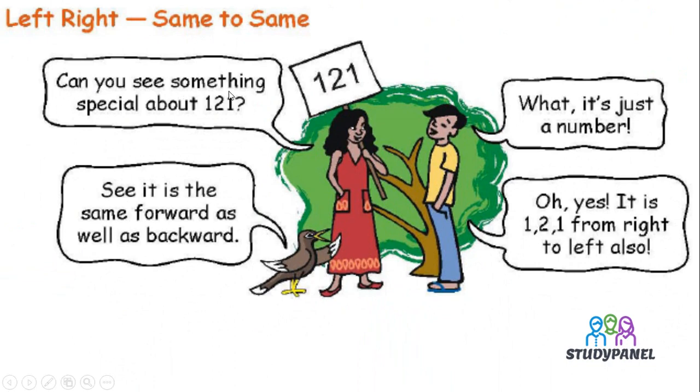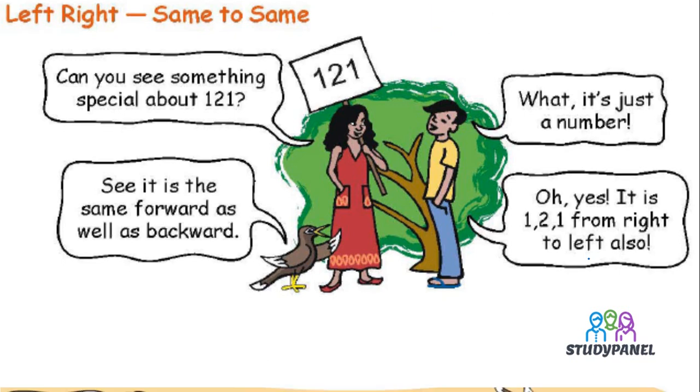Now can you see something special about 1 to 1? क्या 1 to 1 के बारे में कुछ स्पेशल है? Of course it is special. Why? Suppose if we write 1 to 1, अगर हम उसको उल्टा भी लिखते हैं तो भी हमारा आंसर 1 to 1 ही कहलाएगा. यानी इसको यहाँ शिफ्ट करेंगे, इसको यहाँ शिफ्ट करेंगे तो हमारा आंसर सेम रहेगा. It's just a number. See, it's the same forward as well as backward. Oh yes, it is 1 to 1 from right to left also. From right भी वो 1 to 1 ही रीड किया जाता है, from left to right भी 1 to 1 रीड किया जाता है. Yes.